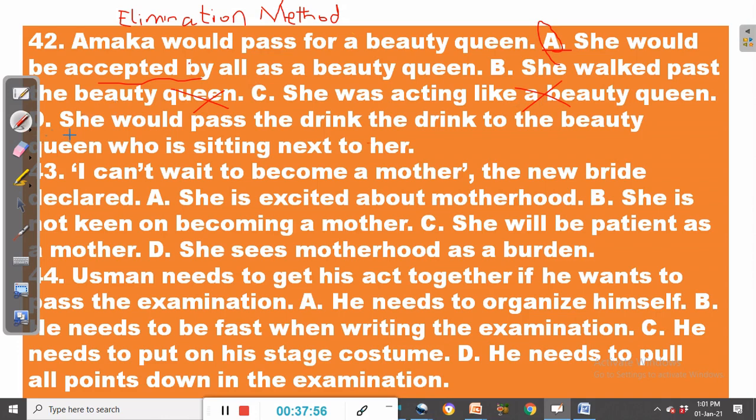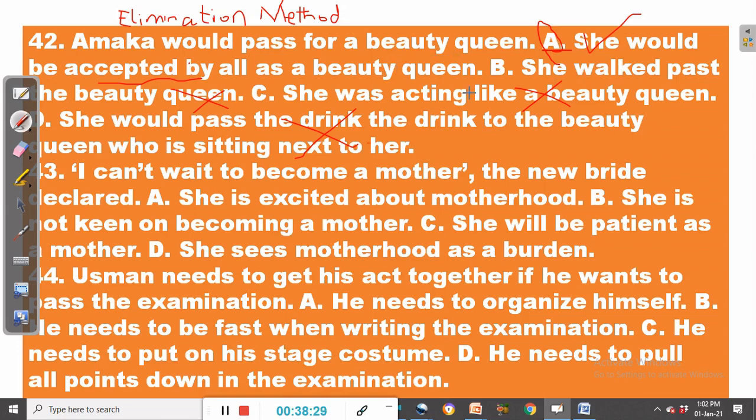We are now left with option D. She would pass the drink to the beauty queen who was sitting next to her. This is absolutely outrageous. It's completely unnecessary, as it is totally irrelevant to the meaning of the sentence. So we have eliminated option B, option C, and option D, and we are only left with option A. So this gives us the certainty that option A is correct.